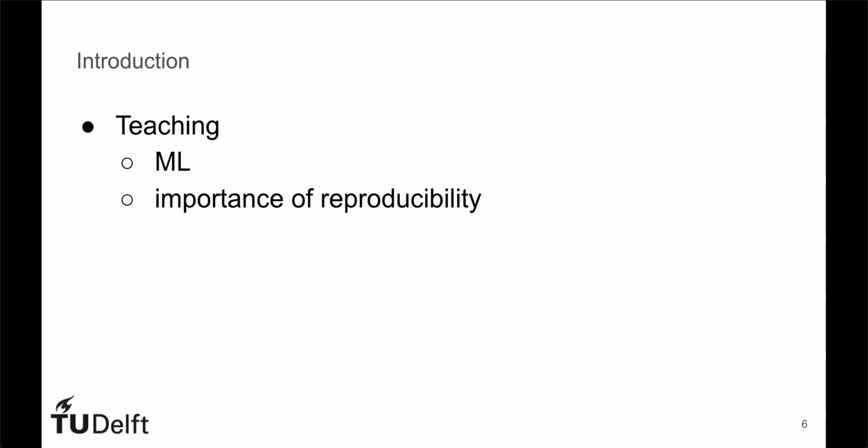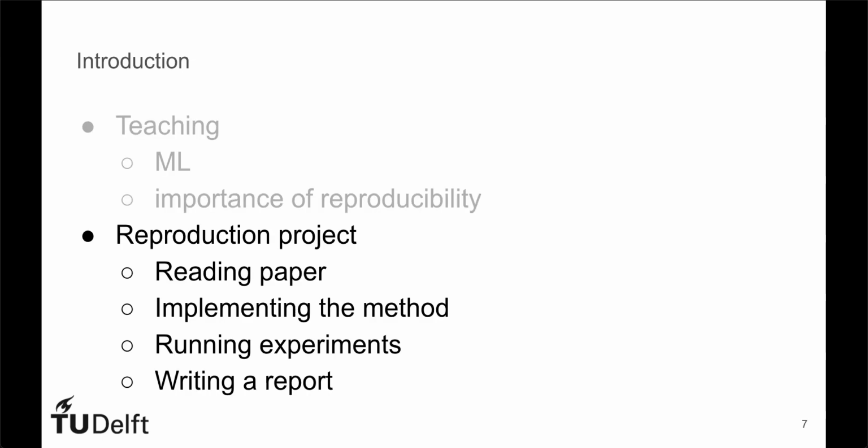A complementary angle for low barrier reproduction is teaching ML. We can teach the importance of reproducibility, and we should do that, at the same time doing reproducibility work. We can do it with a reproduction project in an ML course. It aligns with several objectives, and four of them are reading a paper, implementing the method in the described way, running experiments, and writing a report.